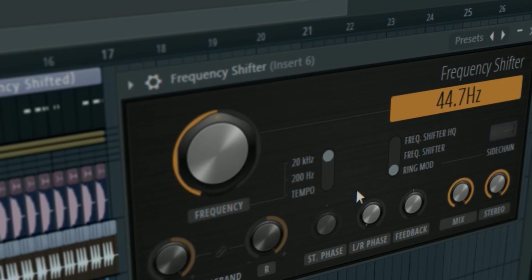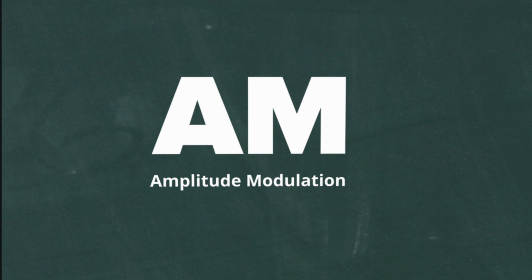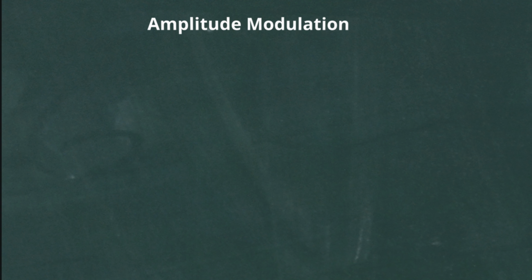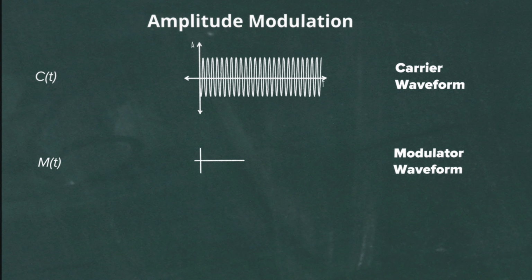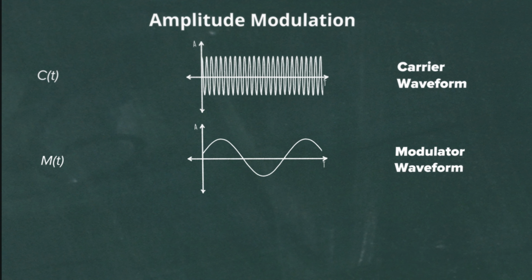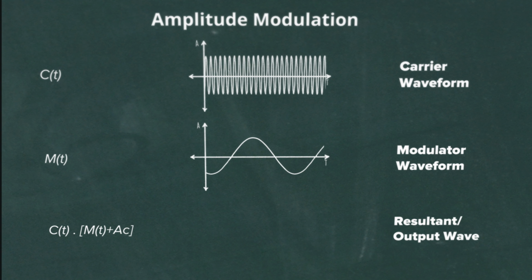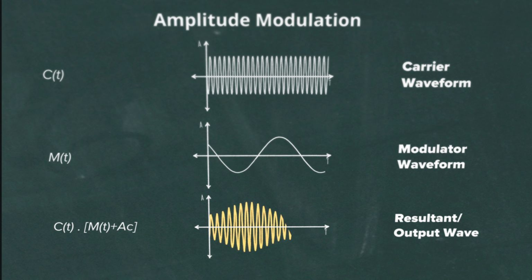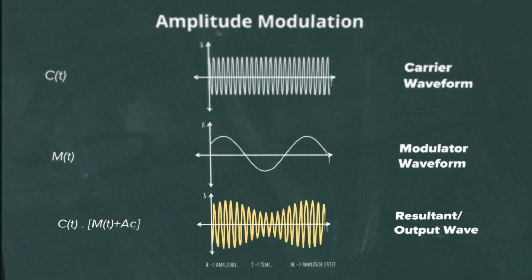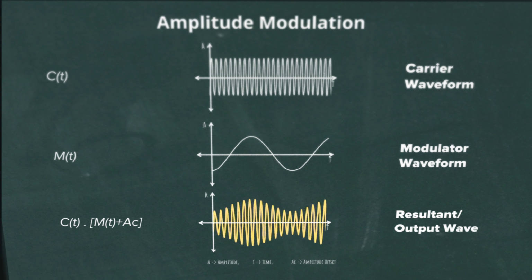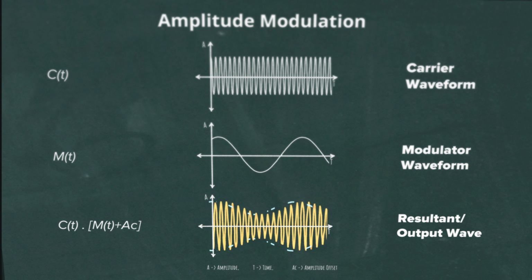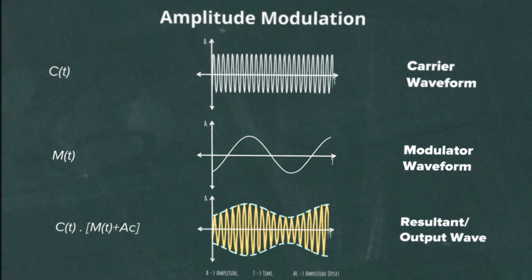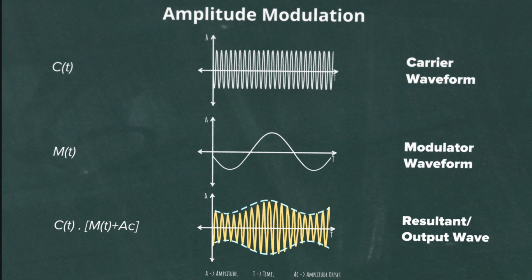What is ring modulation? So in order to understand ring modulation, we first need to look at amplitude modulation. In amplitude modulation, we have a high frequency waveform called the carrier wave, which is then modulated with a modulator wave, typically a low frequency waveform, such that the resultant or the output waveform of this process looks something like this. Here the resultant waveform is a signal which is essentially the carrier waveform, but its amplitude is modulated in proportion to that of the modulator signal.